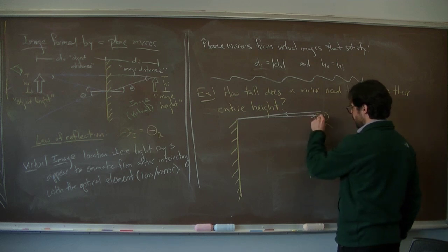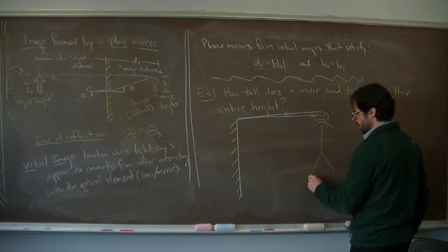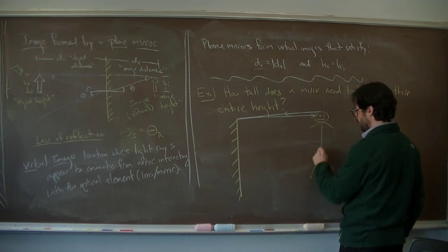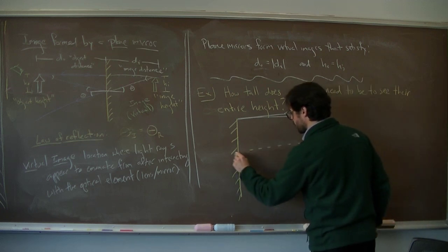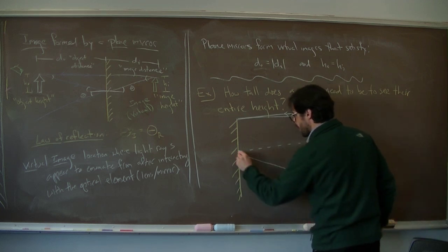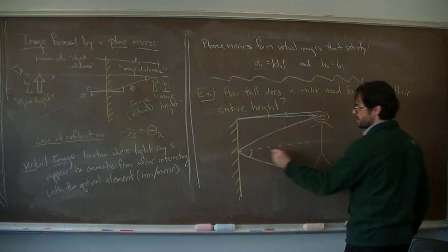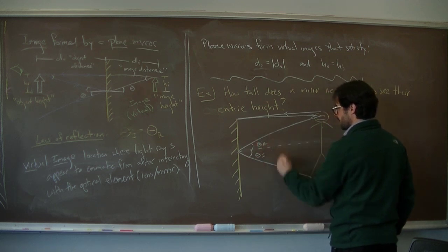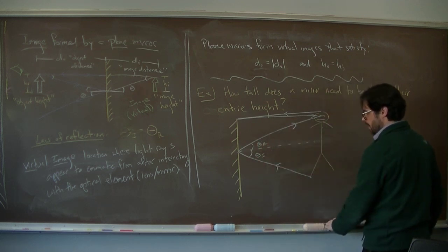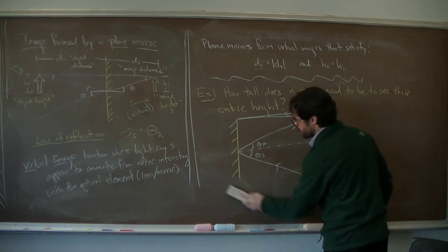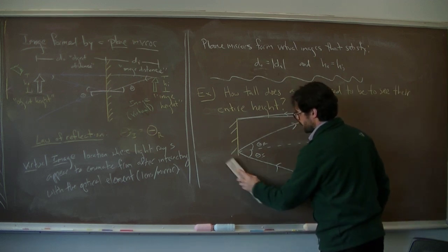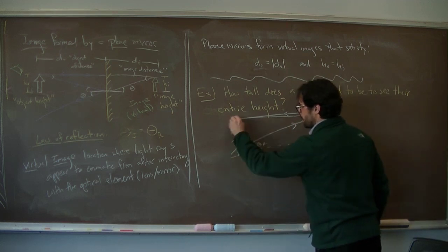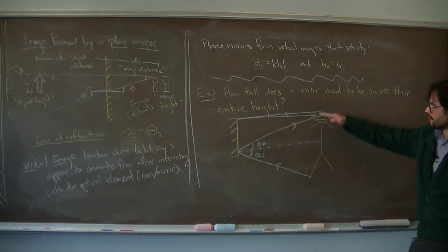And what I have to do to get to my eye, which is at the top of my body, is basically bisect the mirror. So halfway in between top and bottom. So I've got to bounce this off of that. Equal angle of incidence and reflection. There's theta I, there's theta R. And how much mirror did I actually need to do this? Really just half.